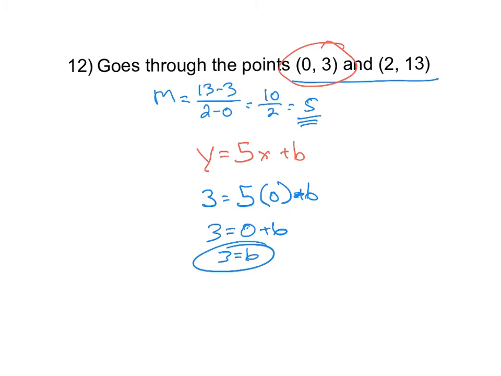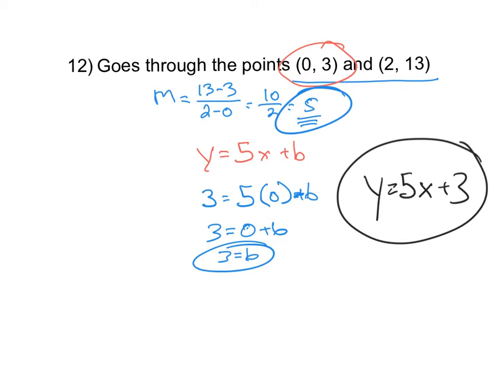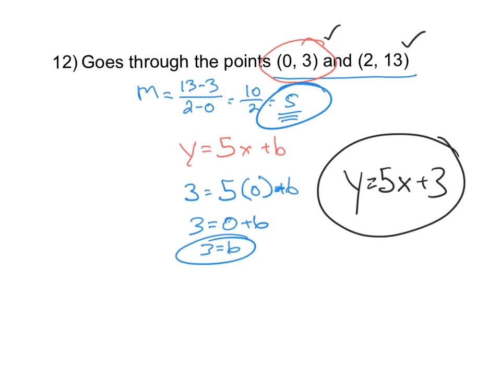There's my b value. There's my m value. Let's put this thing together. Y equals 5x plus 3. Done. So here's one of the things. You could have picked this point. You could have also picked the (2, 13) point, and it would work out just as swell. But let's go ahead and pick whichever one feels comfortable with you. I like smaller numbers. That's why I use that one.